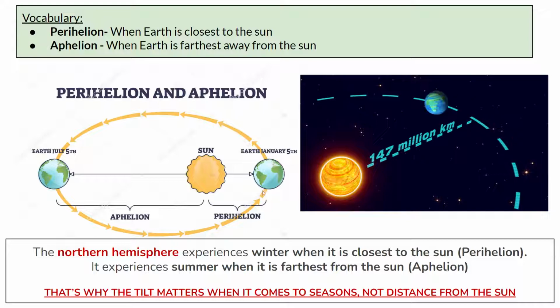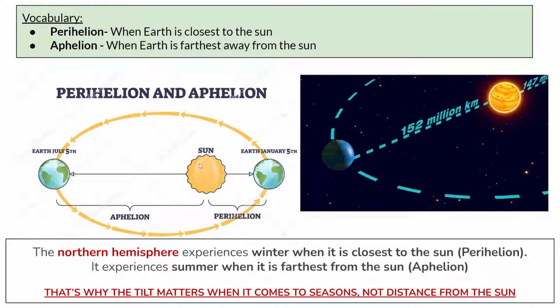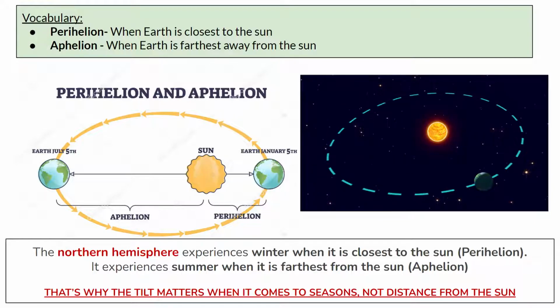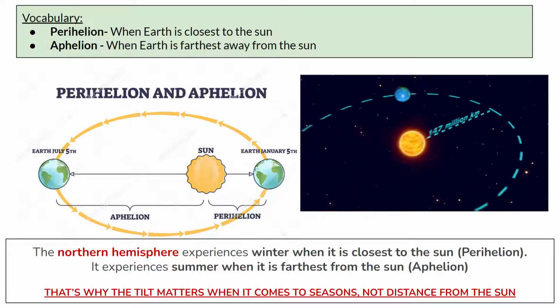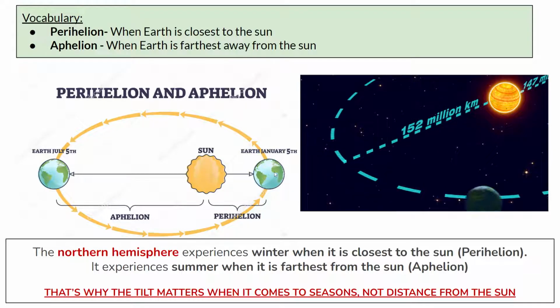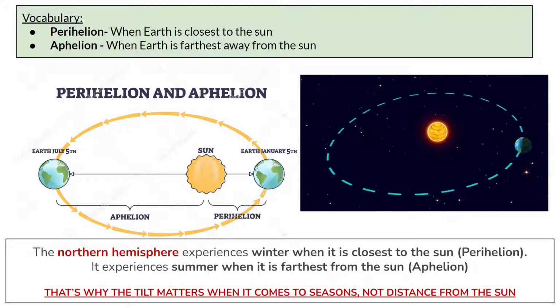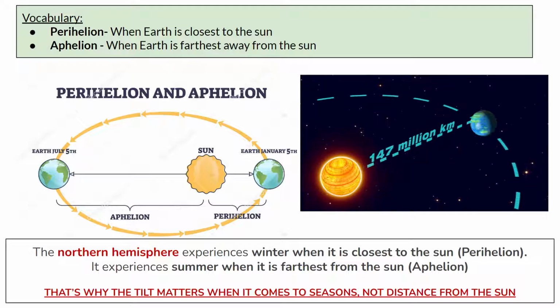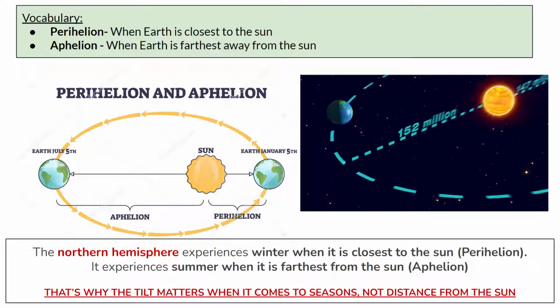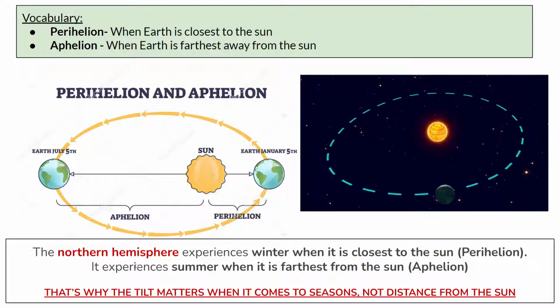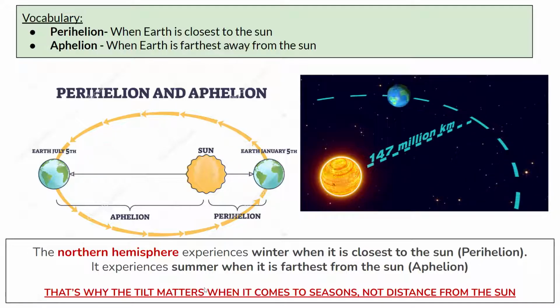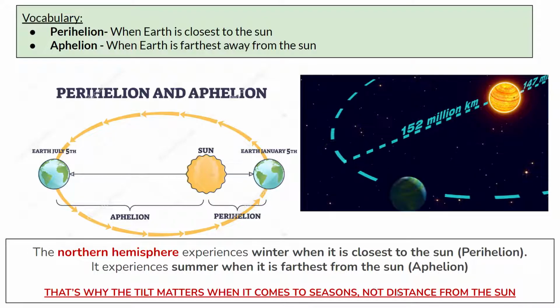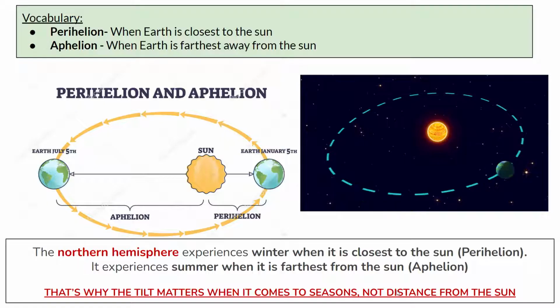Because regardless of how far away the Earth is from the sun, the distance doesn't seem like it matters, because it's actually colder when it's closest. But when part of the Earth is tilted towards the sun, that part will get hotter and most likely will be summer, and when that part of the Earth is tilted away, we'll have winter. So one takeaway from this is tilt matters, but distance does not when it comes to seasons.